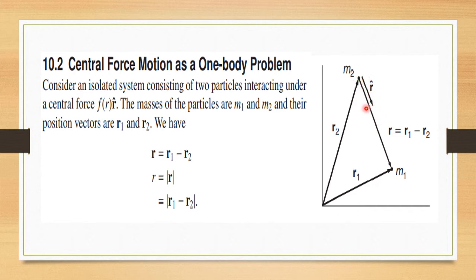This is the direction of r. This is the vector r1 and r2, the positions of m1 and m2. These r1, r2 and r are related by the relation vector r is equal to r1 minus r2. You know the triangle law of addition. From that you get r is equal to r1 minus r2, or the magnitude of r, which is equal to the magnitude of r1 minus r2. Okay, so these two particles are interacting under a central force f(r) in the unit vector r-hat direction.